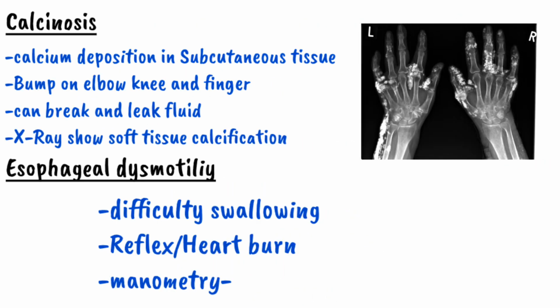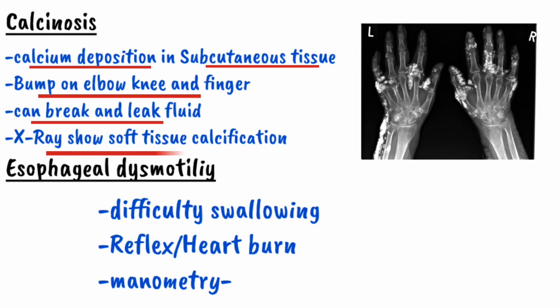In CREST, the C stands for calcinosis. The calcinosis is a calcium deposition in subcutaneous tissue. Due to deposition, there will be a bump on elbow, knee, and finger. This bump can break and there will be a leakage of fluid from this bump. On X-ray, it represents as a soft tissue calcification. The R stands for the Raynaud phenomena, which I discussed previously.